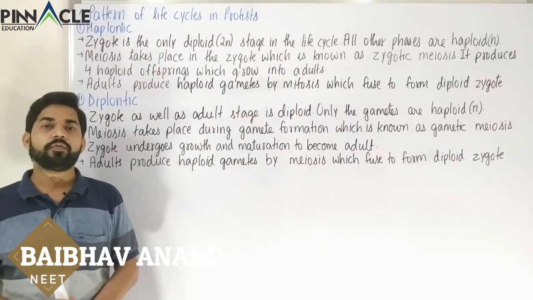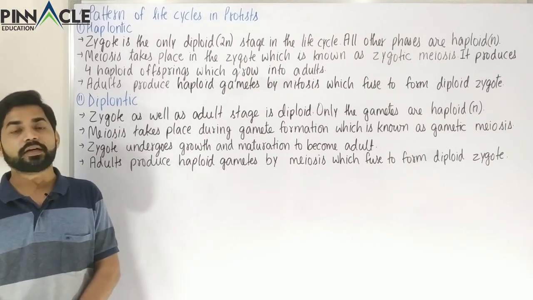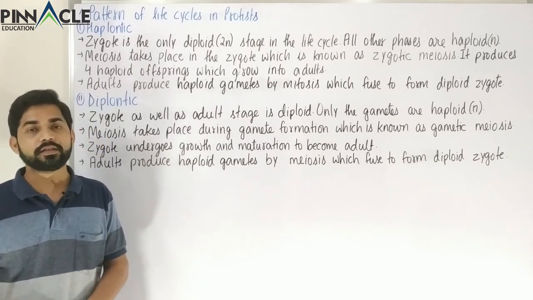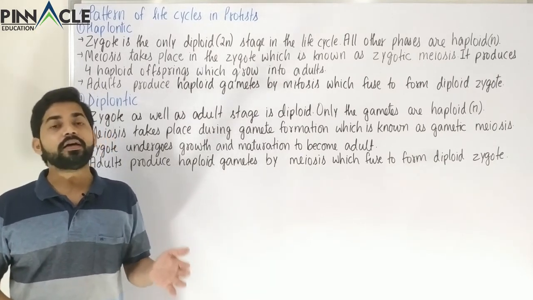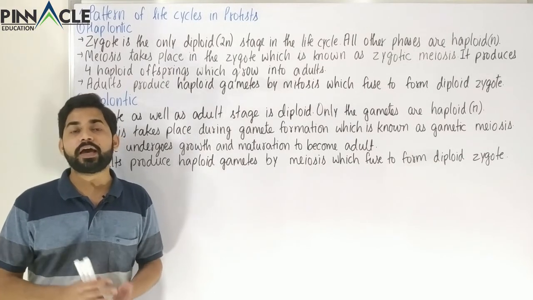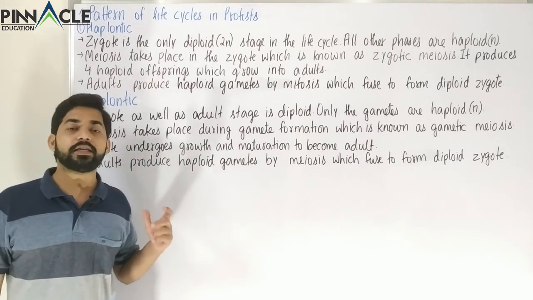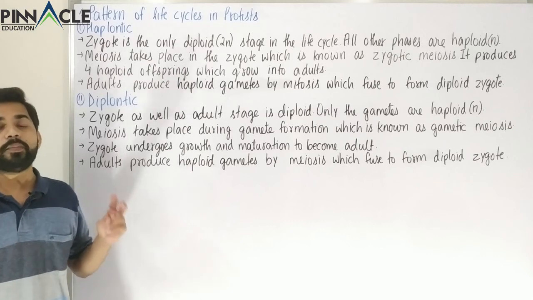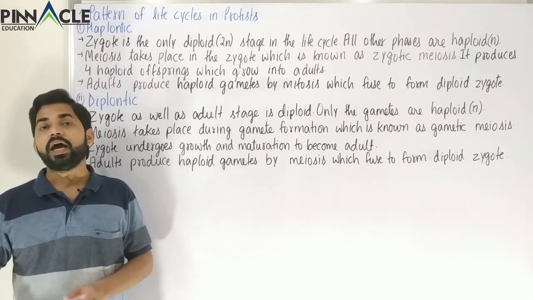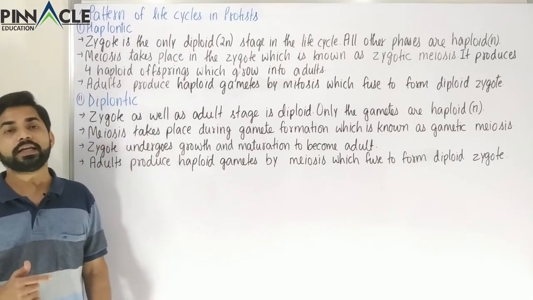In this class, we are going to study the various life cycles which are present in the kingdom Protista. There are various kinds of life cycles depending on the organisms in various kingdoms like Monera, Protista, Fungi, Plantae and Animalia. Here we are going to study the life cycles in the kingdom Protista. Mainly 2 types of life cycles are present in Protista: one is the haplontic life cycle and the other is the diplontic life cycle.